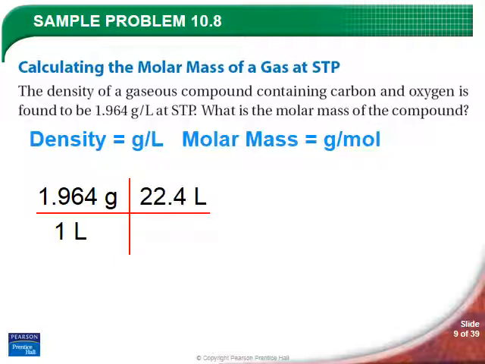We can simply use our little conversion unit of 22.4 liters per mole. That cancels out our liters, and it leaves us with 44 grams per mole. Because that volume unit cancels out the liters, it's an easy way to convert back and forth between density and molar mass. So that's pretty cool.